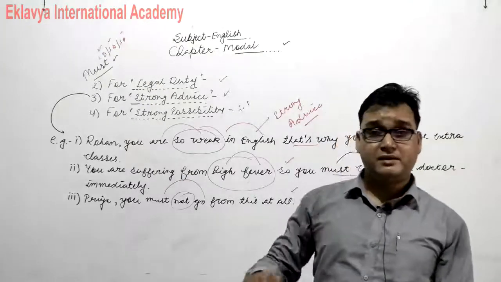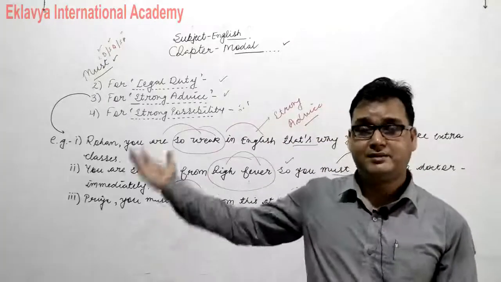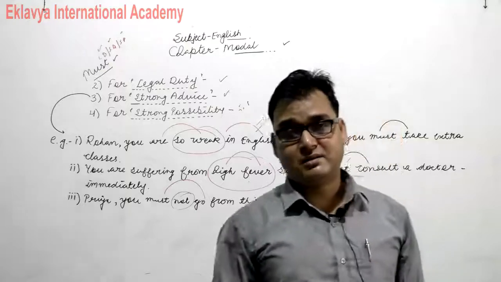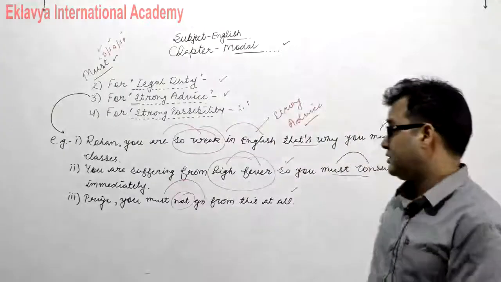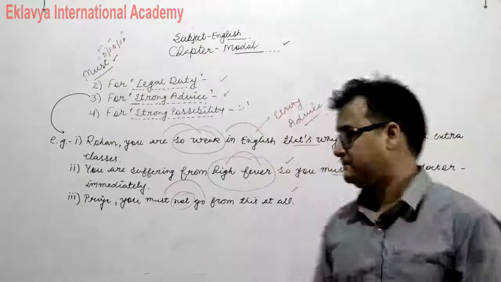Okay, but where there is strong advice, you should proceed with the must model. Example तो बहुत सारे, कोई कमी नहीं है. Just clear your concept. Okay, it's all about must for strong advice. Let's have strong possibility.